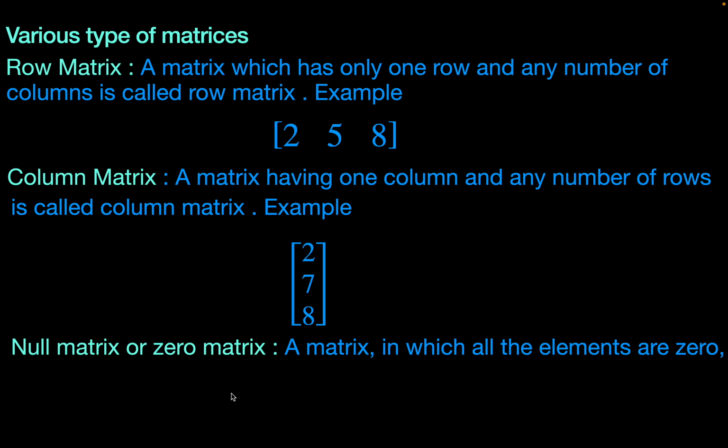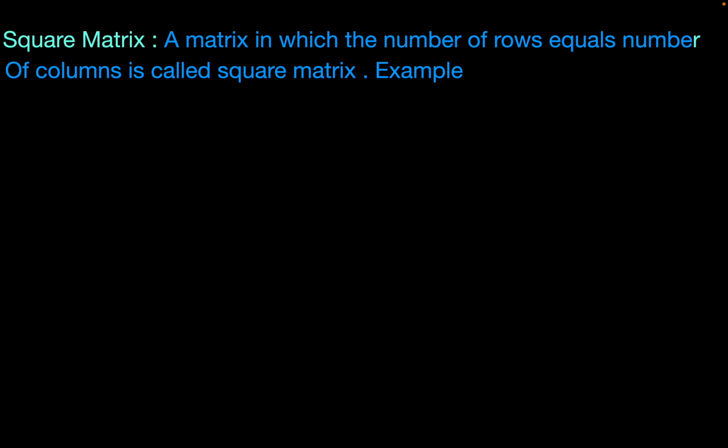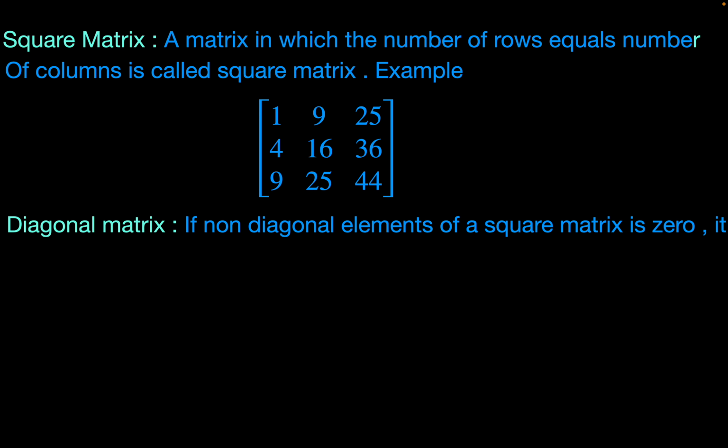Null matrix or zero matrix. A matrix in which all the elements are 0 is called a null or zero matrix. Square matrix. A matrix in which the number of rows equals the number of columns is called a square matrix. For example, in this matrix the number of rows is 3 and the number of columns is 3. So this is a 3 by 3 square matrix.